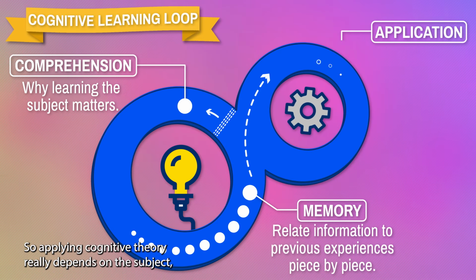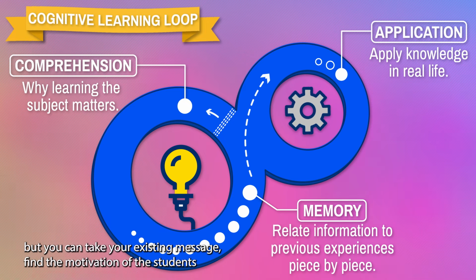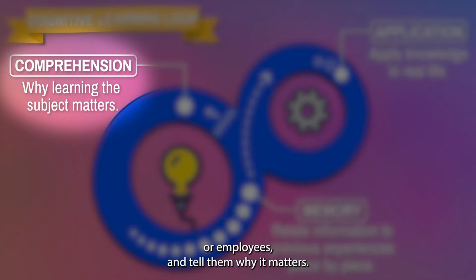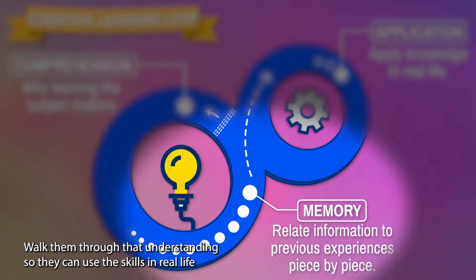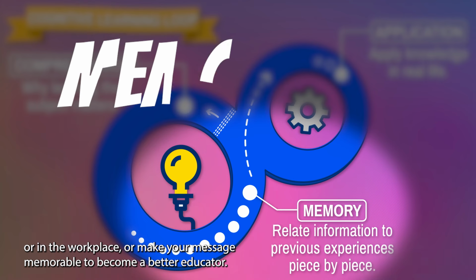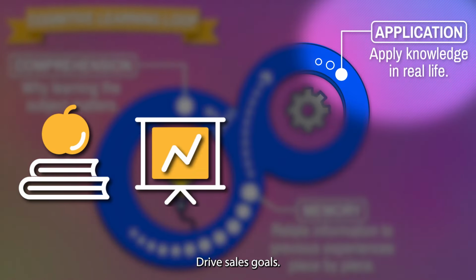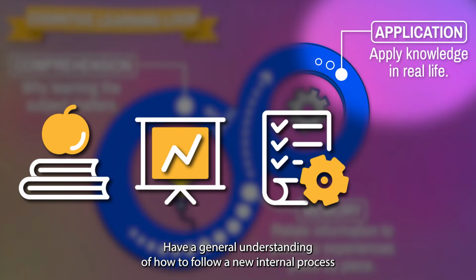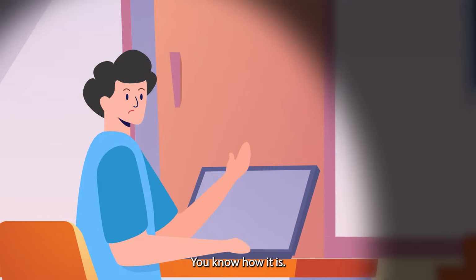So applying cognitive theory really depends on the subject, but you can take your existing message, find the motivation of the students or employees, and tell them why it matters. Walk them through that understanding so they can use the skills in real life or in the workplace, or make your message memorable to become a better educator, drive sales goals, have a general understanding of how to follow a new internal process or policy, and for Pat, so that they can buy the video game after doing their maths homework, of course. Sorry, Pat, you know how it is.